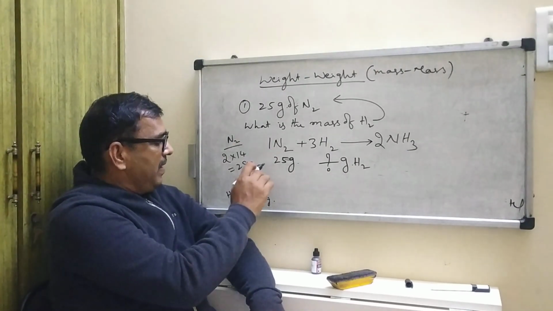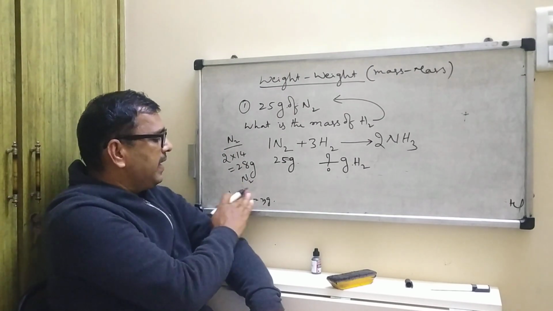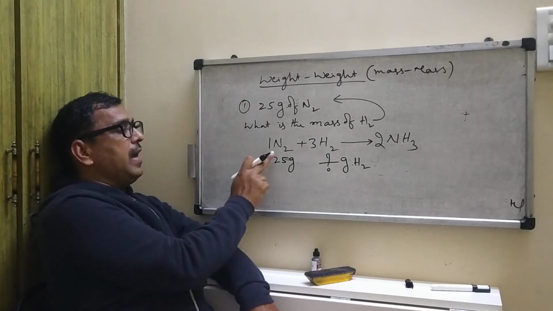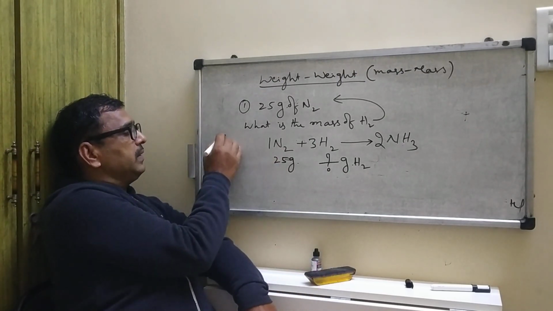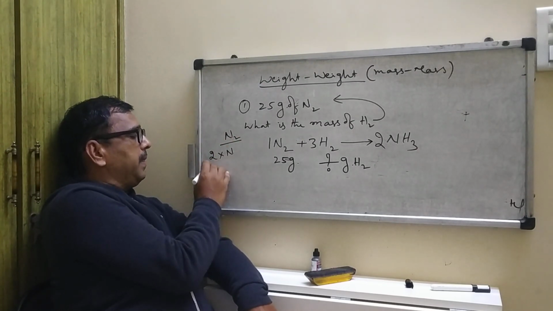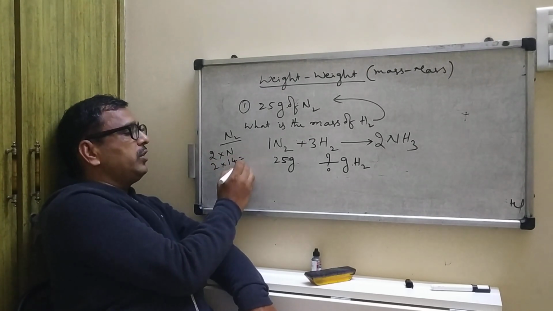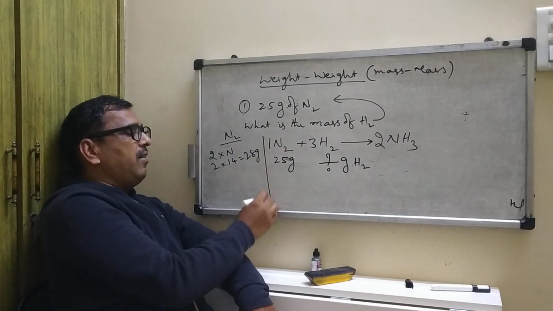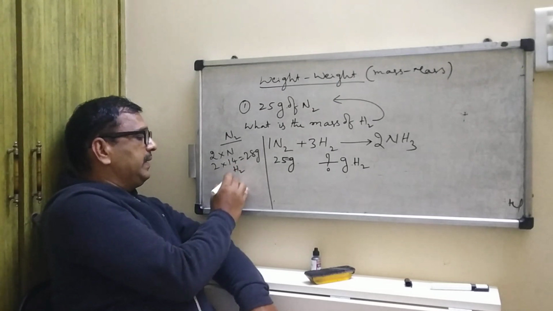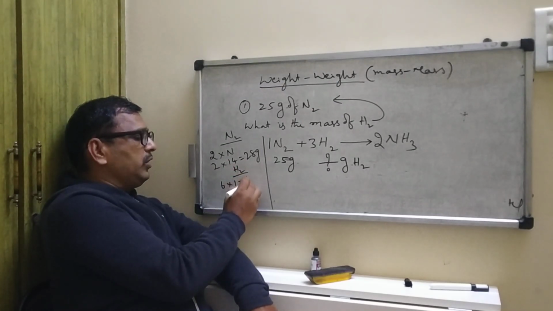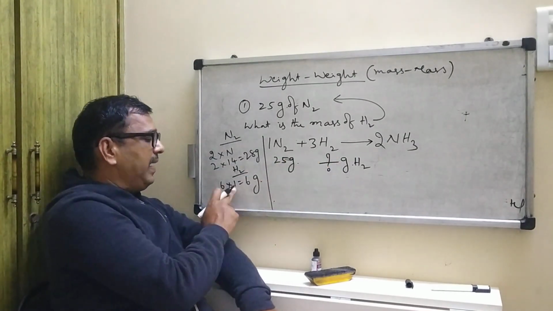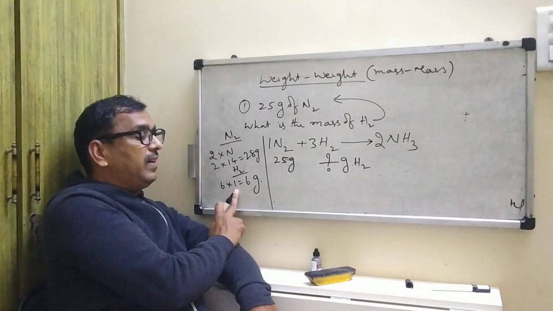I will explain once again. First, I will write clearly. Here 1 mole of nitrogen: 2 into 14 is equal to 28 grams of nitrogen. Then for hydrogen, 3 twos are 6 hydrogen atoms, atomic weight of hydrogen is 1, so 6 into 1 is equal to 6 grams.